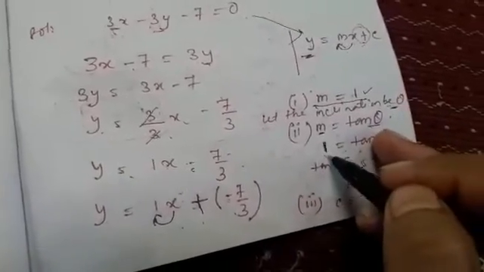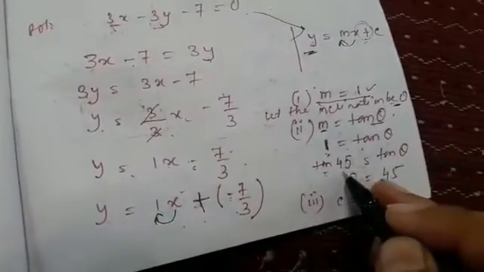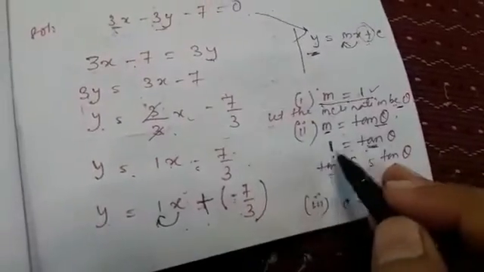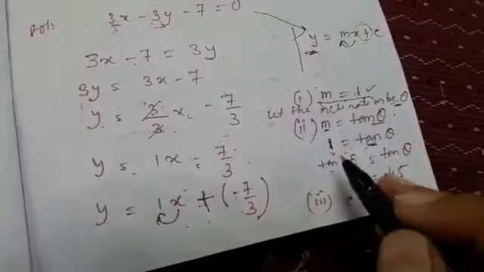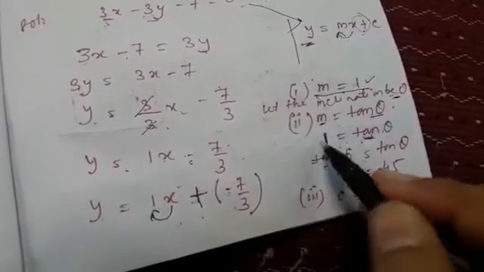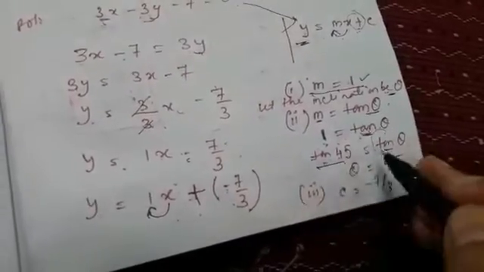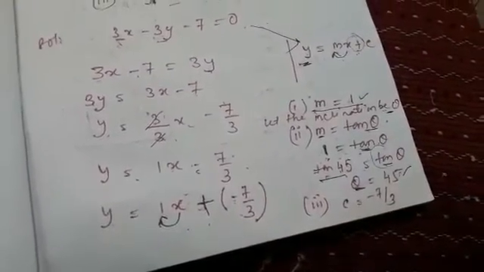Now for what value of tan it gives you 1? Because in the right hand side there is tan theta, so you have to think in terms of tan, so that you can compare and you can get the value of theta. So what value of tan gives you 1? So tan 45 gives you 1. So tan 45 is equal to tan theta. By comparing tan, you can get your theta equal to 45 degree. This is the inclination, right?